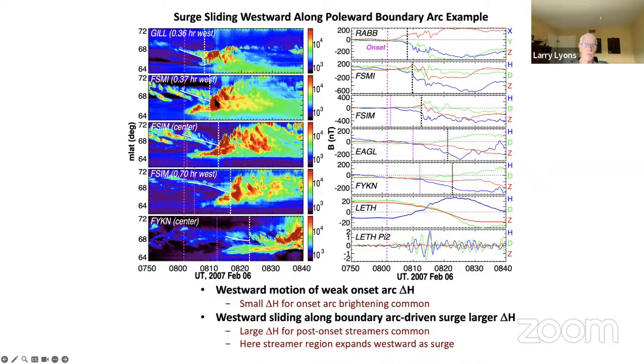And as we look further and further west, and the surge is moving west, it's later in time, later in time, later time. That connection with the polar cap boundary arc continues, which means the connection to that flow coming in from the polar cap continues. What time scale are we talking here? This is about 8:08 and this is about 8:23. So about 15 minutes of this westward traveling surge. And then the magnetic perturbation on the ground just moves westward with that westward traveling surge being fed by the flow from the polar cap.